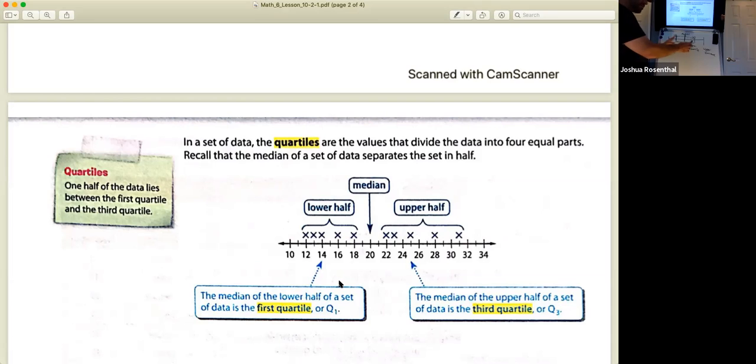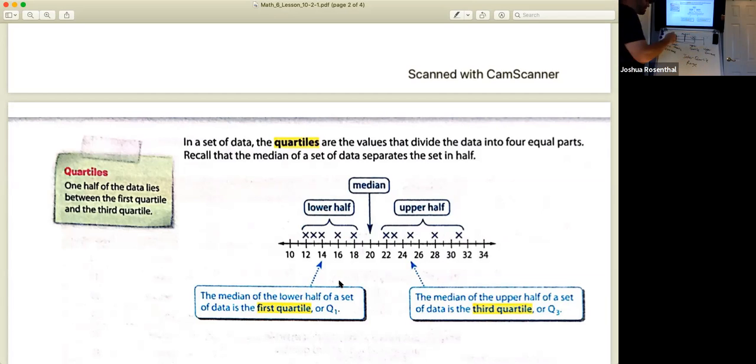So there's a name here, between the first and the third quartile. If I only want to look at data between the first and the third, because all the other data is not close to the middle, I'm basically zooming in on only data that's close to the middle. Then the name for that is inter, and what am I between? I'm between the quartiles. So it's called the interquartile range. And that's just the third quartile minus the first quartile.